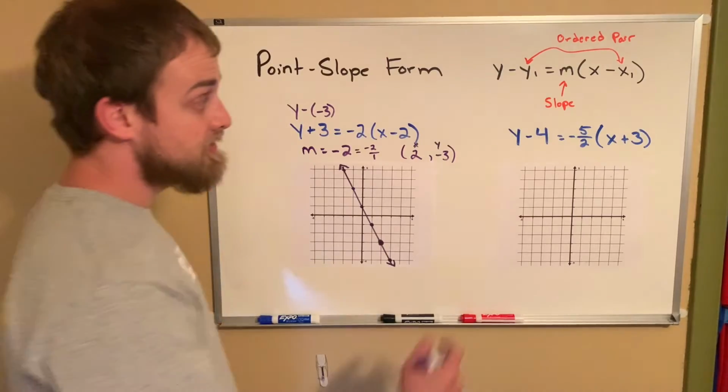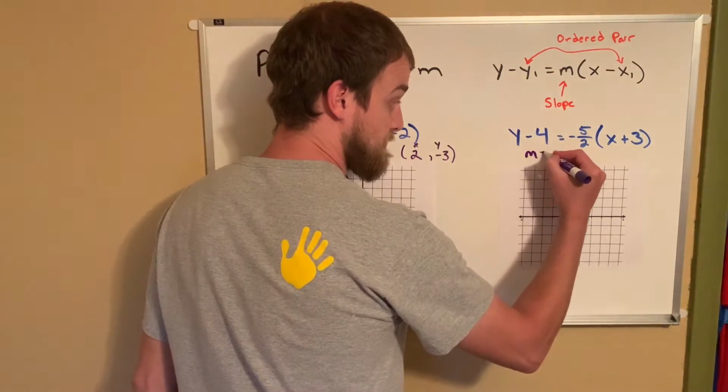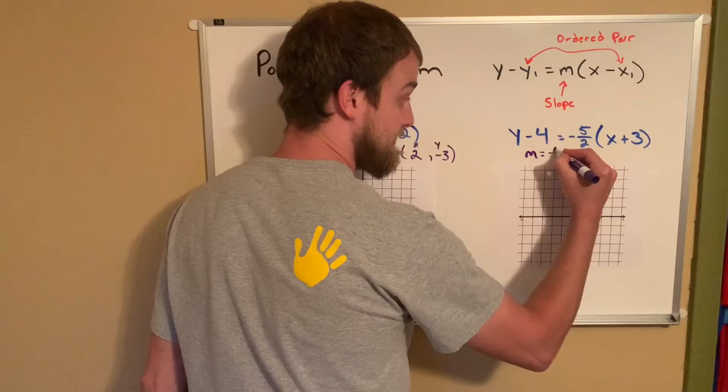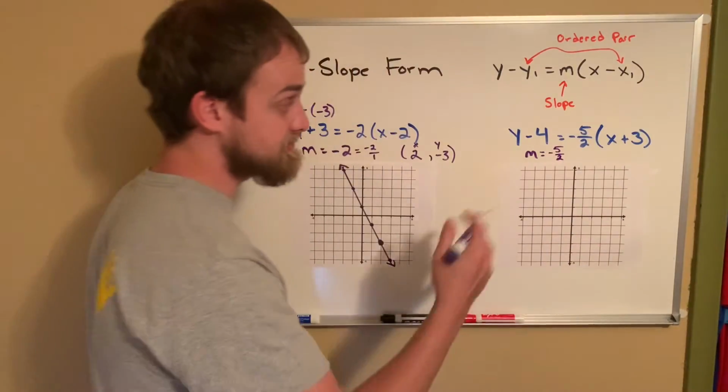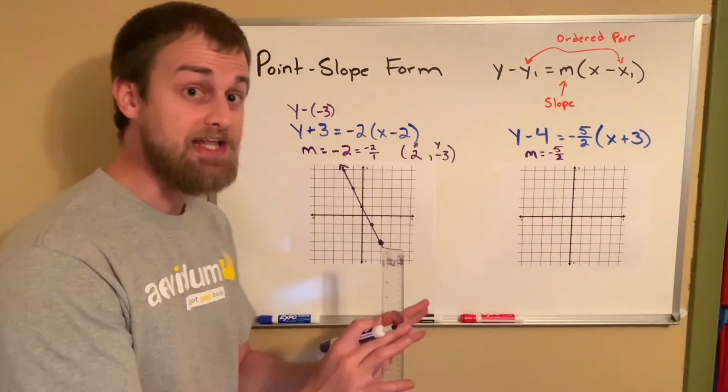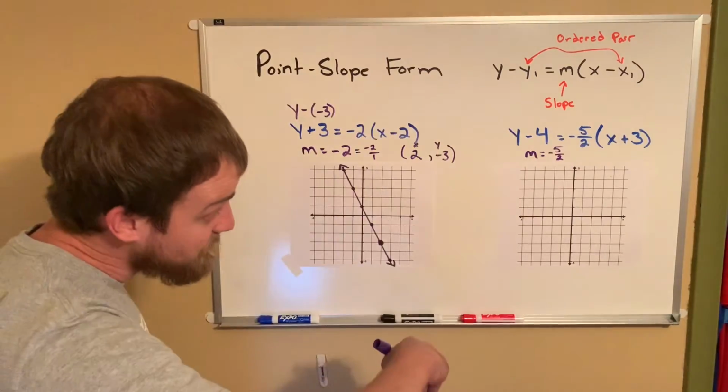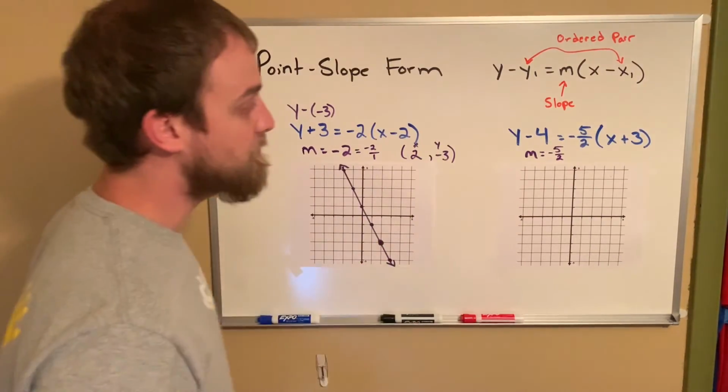Looking at our second one, notice slope. The number in front of the parentheses is -5/2. So we'll decide where we're going to assign that negative later, whether it be down 5 or left 2. But we'll get into that a little later.